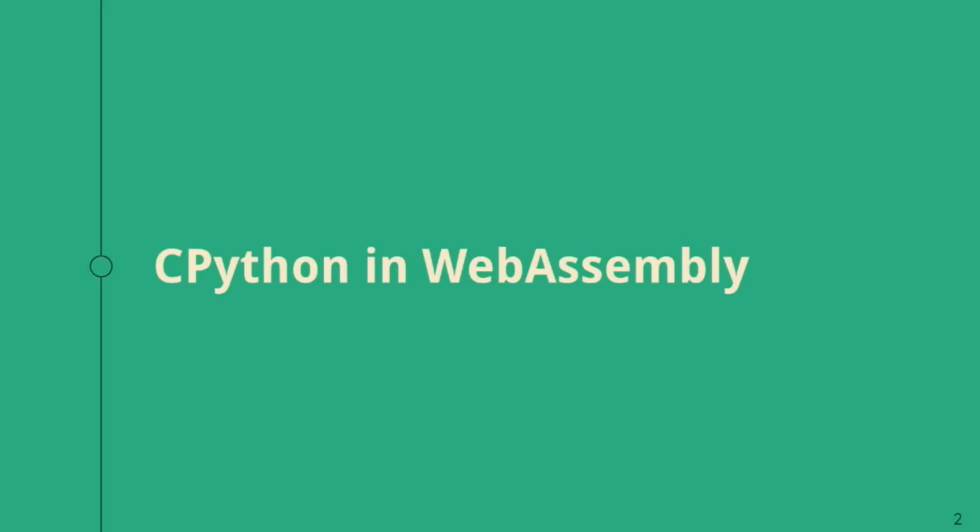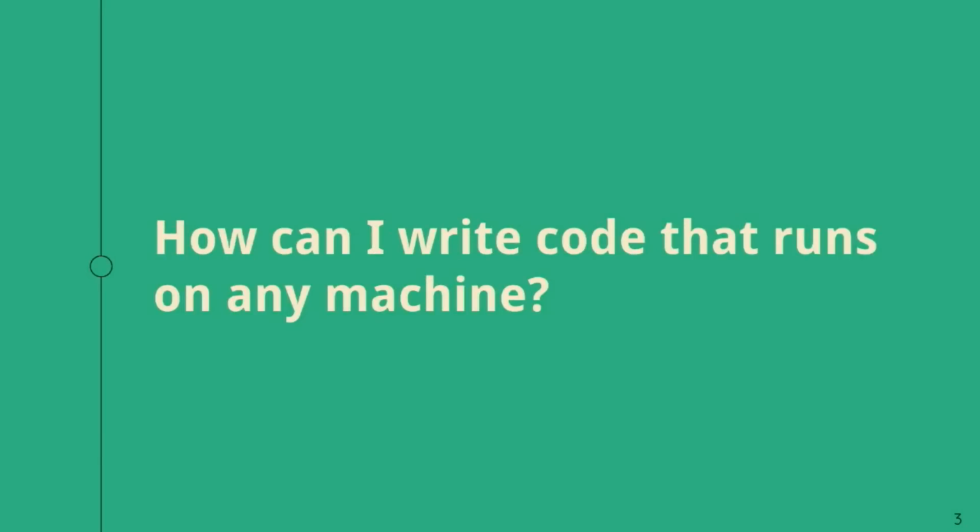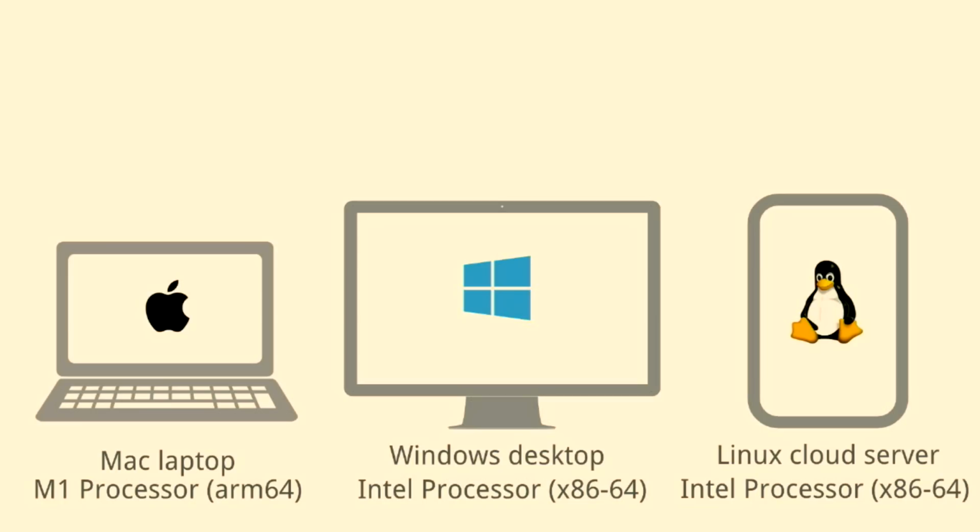But in order to really understand what it means to run CPython in WebAssembly, we're going to dig a little bit more into CPython itself and how it works. In particular, how can I write code that runs on any machine? I have here an M1 Mac laptop, so it has a different processor to the Windows and Linux machine that I run at home. And when I run stuff in the cloud, I run stuff on Linux usually. And so I'm dealing with different operating systems and different CPU architectures.